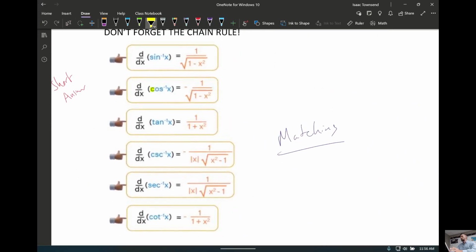Like if you take the derivative of anything that starts with a C, those are the ones that are negative values. Inverse sine and inverse cosine almost have the same derivative, but the cosine one's negative. Inverse tangent and inverse cotangent are almost the same, but the inverse cotangent one is negative. And the inverse secant and inverse cosecant are almost the same, except the inverse cosecant is negative.